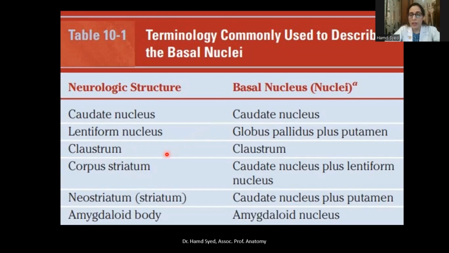Also, the claustrum can be included within the basal nuclei. When we use the word corpus striatum, this is a larger term because corpus striatum includes the caudate as well as the lentiform nucleus, mainly the three components, that is caudate, globus pallidus, and putamen. So these are the terminologies which we have to keep in mind whenever we are discussing the basal nuclei.